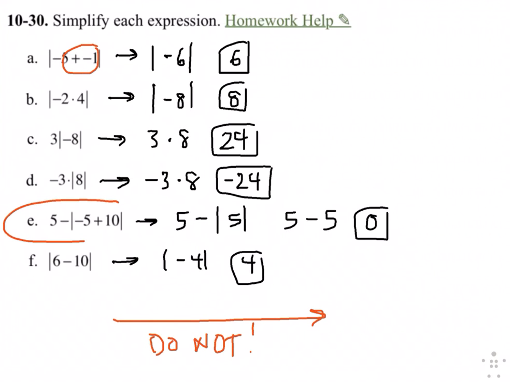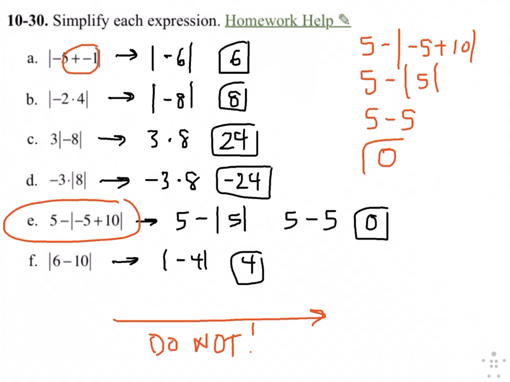So for instance, if I was doing E, I would have 5 minus absolute value of -5 plus 10. 5 minus 5, 0. It would work down the page, right? Do not go left to right. I'm only doing it because I'm on a tablet with the page behind me.